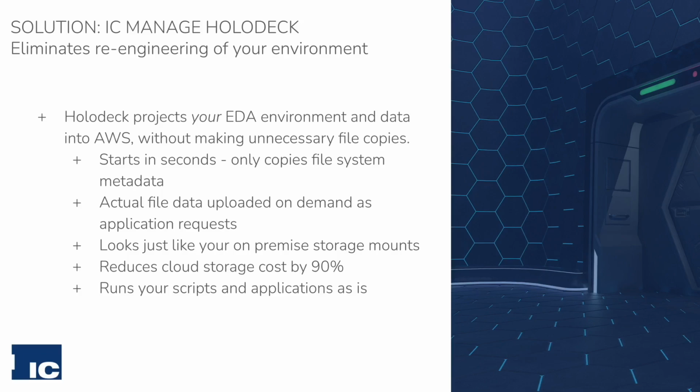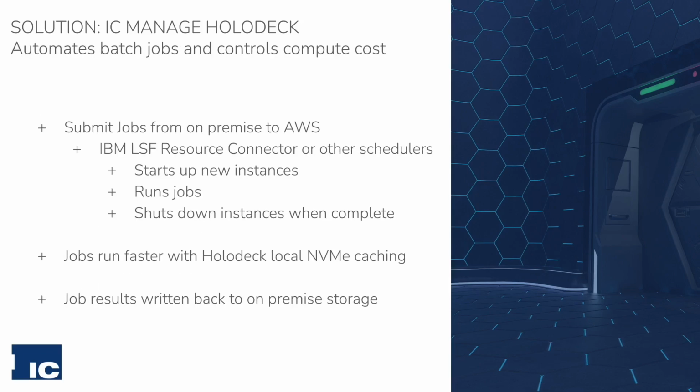So now that we have covered how to get the cloud up and running quickly with low storage overhead, how do we make efficient use of our cloud compute resources? The key to running thousands to millions of jobs is job scheduling automation that can automatically scale up and scale down compute resources as needed. Holodeck for AWS Marketplace comes integrated with IBM's LSF resource connector that can work in a hybrid mode, controlling the scheduling of jobs on-premise or in the cloud.